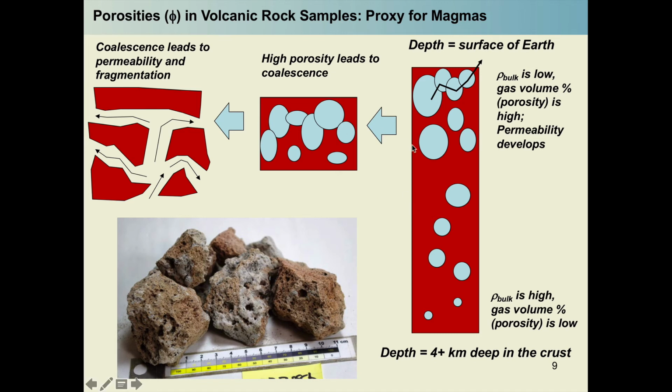So again, we step over, high porosity leads to coalescence, and when that happens and these bubbles completely connect up to the margins of the magma, you create a situation where the magma, you can think of it as, kind of splits apart a little bit, and you have permeable pathways through which the gas can flow. At this point is when that magma becomes permeable and starts to degas.